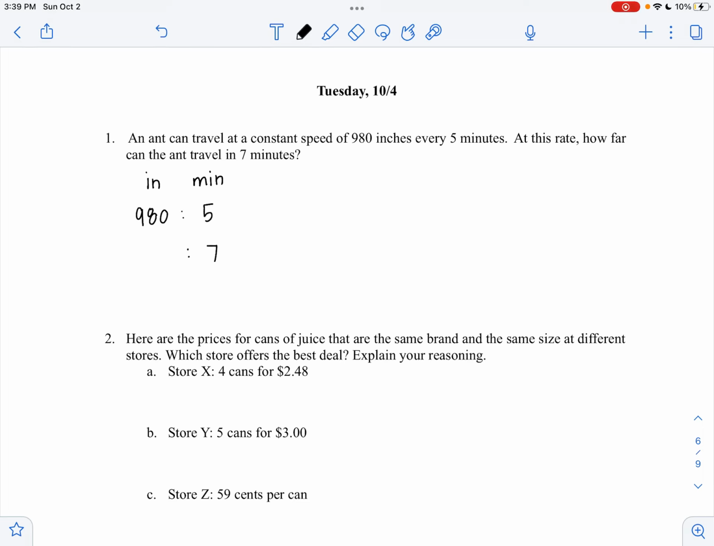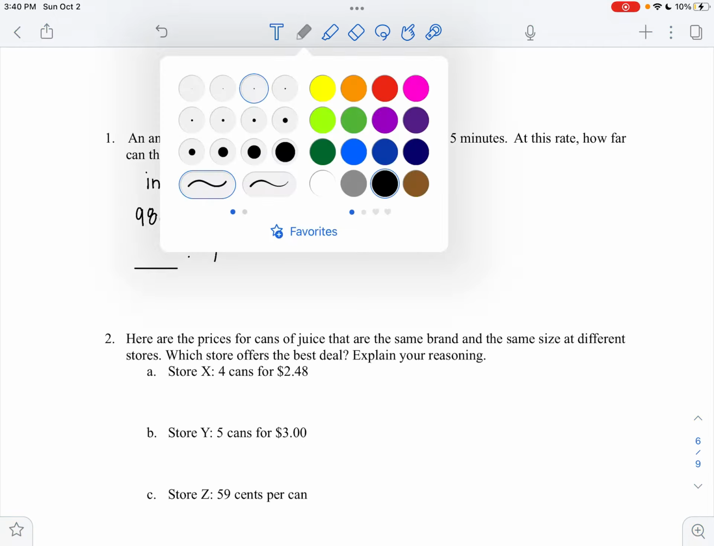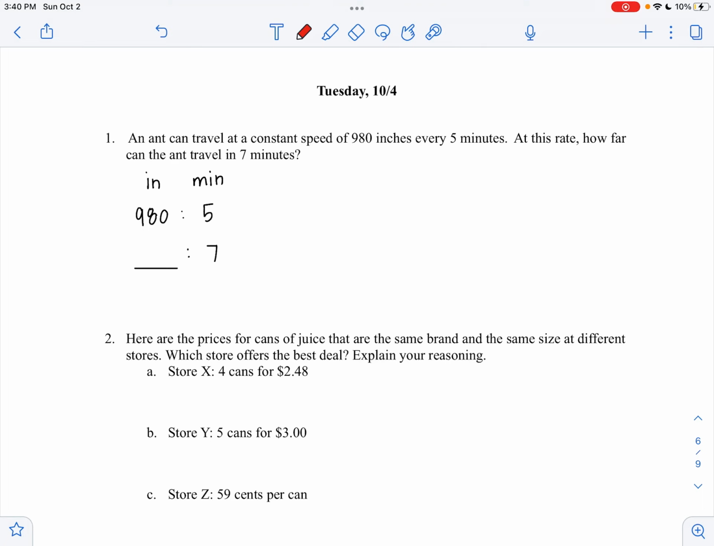So of course, one way we can solve this problem is by setting up an equivalent ratio. 980 to 5 is equivalent to something to 7. But you might recognize that 5 times a whole number can't produce 7. So we would have a pretty tricky decimal factor on our hands.